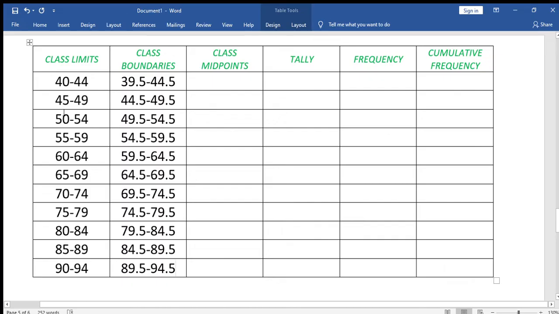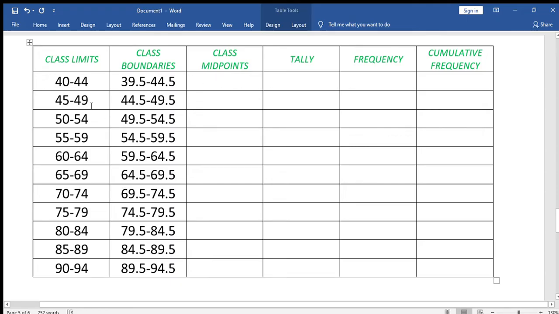So 40, 45, 50, 55, 60, 65 until you reach 90. So with 44, you also need to add 5. So 44 plus 5, 49 plus 5 until reaching 94. That is also true with your class boundaries. So you simply need to add 5 to your exact lower limit. Then you also need to add 5 to your exact upper limit. Then you will be getting the class boundaries of each of the different class limits. Okay? So next, we are going to find out the midpoint.